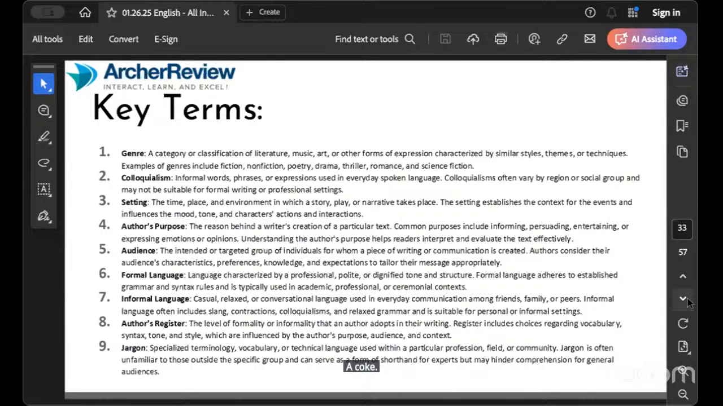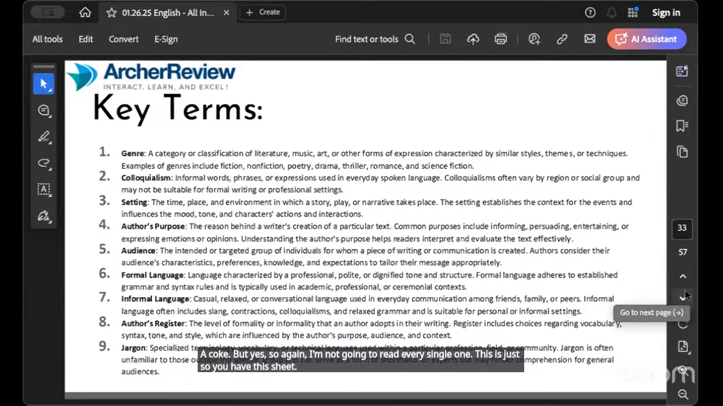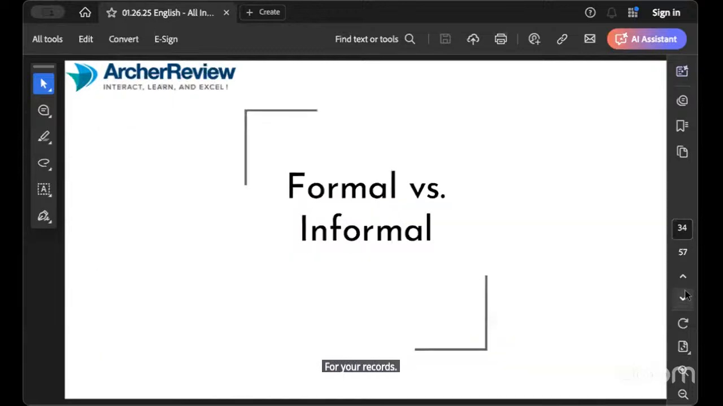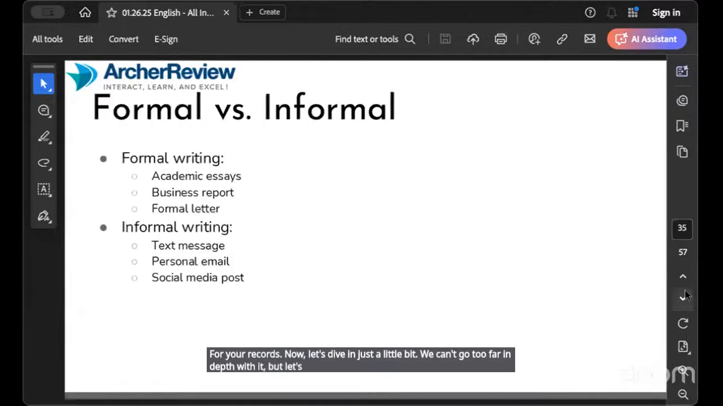Yeah. But yes, so again, I'm not going to read every single one. This is just so you have this sheet for your records. Now, let's dive in just a little bit. We can't go too far in depth with it, but let's look at formal versus informal.